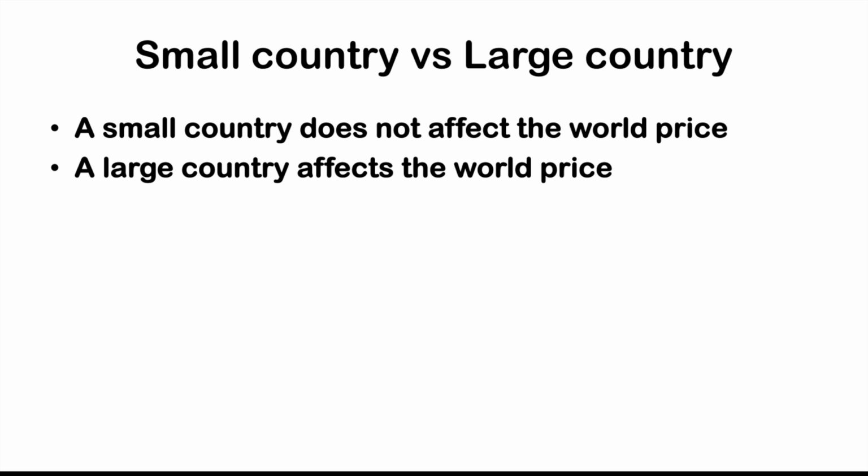When talking about trade barriers, it's important to distinguish between a small country versus a large country. A small country typically does not affect the world price. That's because a small country's imports are not large enough to affect the world price. A large country typically affects the world price, because its imports and exports will have an impact on the world price. It's because they constitute a large fraction of the world trade.